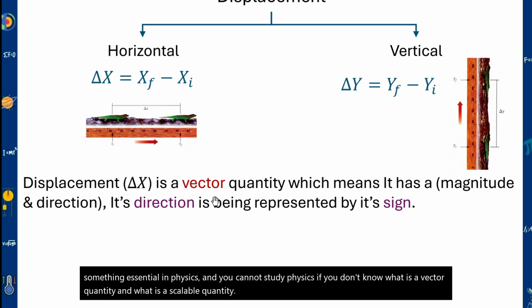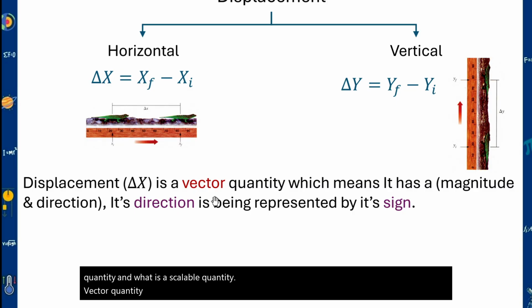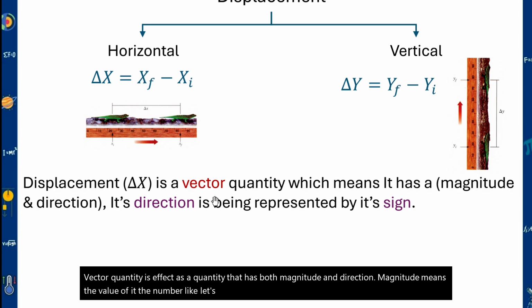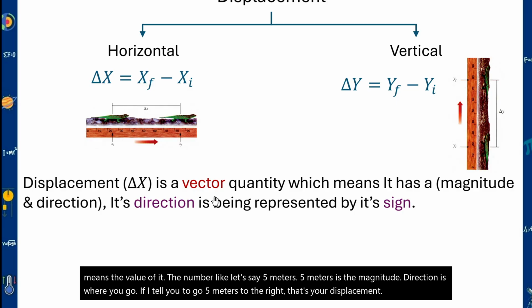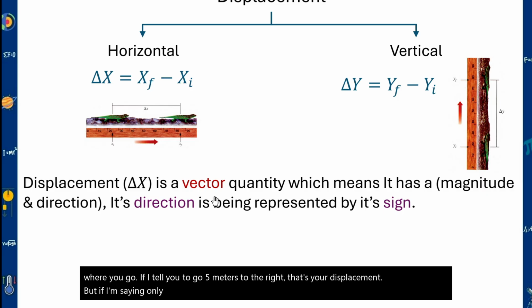Vector quantity is a quantity that has both magnitude and direction. Magnitude means the value of it, the number, like let's say 5 meters. 5 meters is the magnitude. Direction is where you go. If I tell you to go 5 meters to the right, that's your displacement. But if I'm saying only 5 meters, that's only distance because I did not specify the direction.